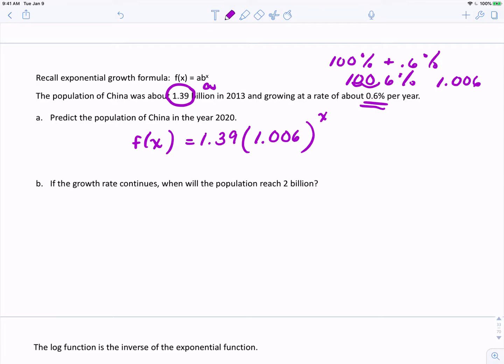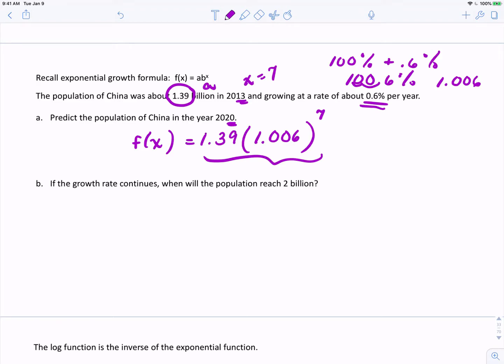So if we wanted to predict the population of China in the year 2020, if time started in 2013, that would be an x value of 7. All we would have to do is replace x with 7 and put this into our calculator. But then we posed a different question. If the growth rate continues, when will the population reach 2 billion?